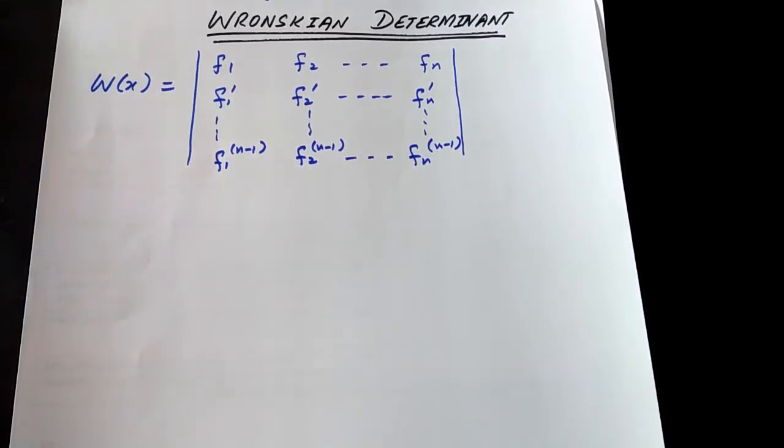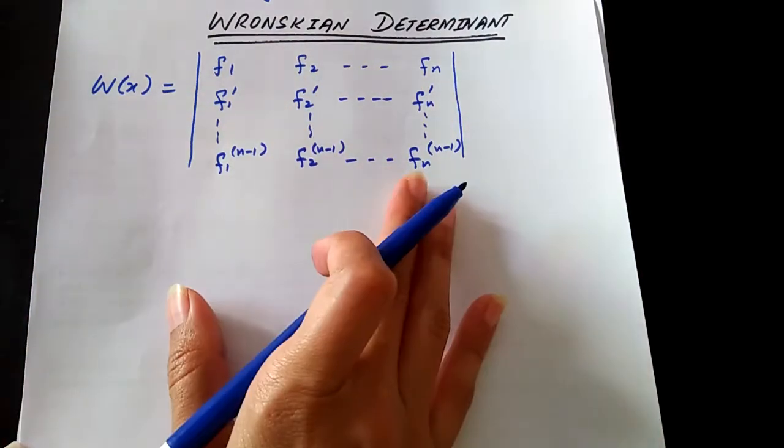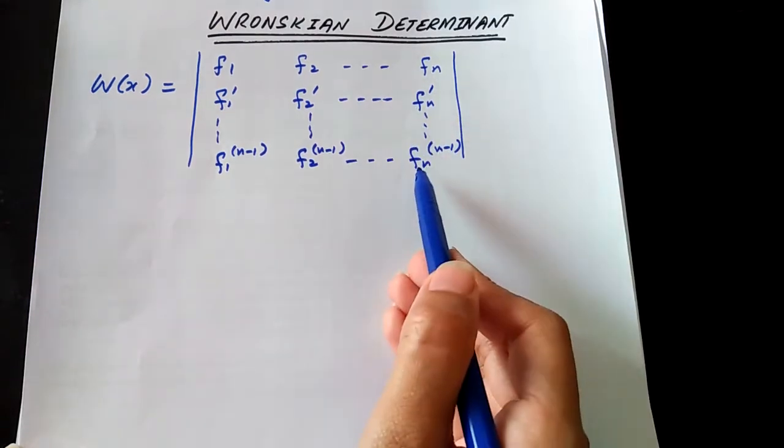Wronskian determinant. The Wronskian determinant method is used to check whether the given functions are linearly independent or dependent. And what is that determinant? The Wronskian determinant is basically equal to some determinant. And what does that determinant contain? That determinant contains the functions and their derivatives.